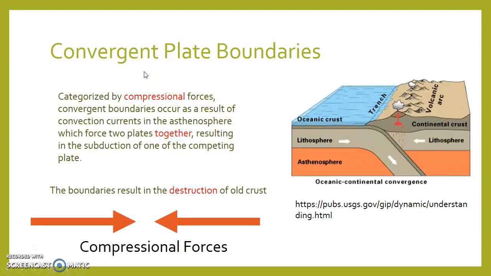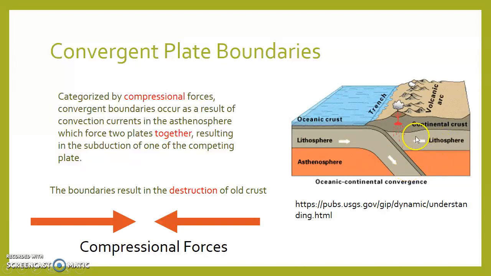Next, we have convergent plate boundaries, which are categorized by compressional forces, which occur as a result of the asthenosphere pushing two plates together. And as they push together, one of them has to go down or subduct, and one has to override. In this case, the oceanic crust is more dense, so it sinks down. Now, the lithosphere of this continental crust is less dense, so it overrides. This results in the destruction of old crust.